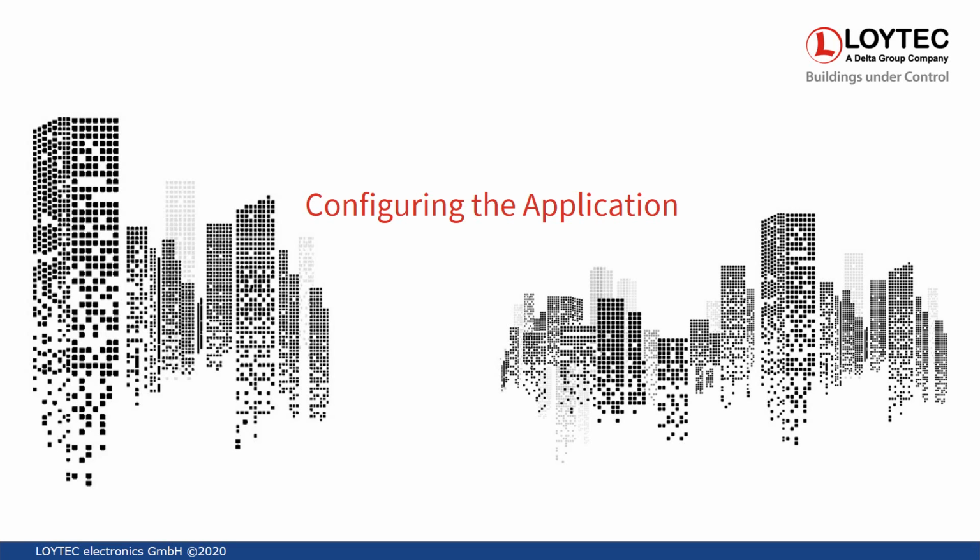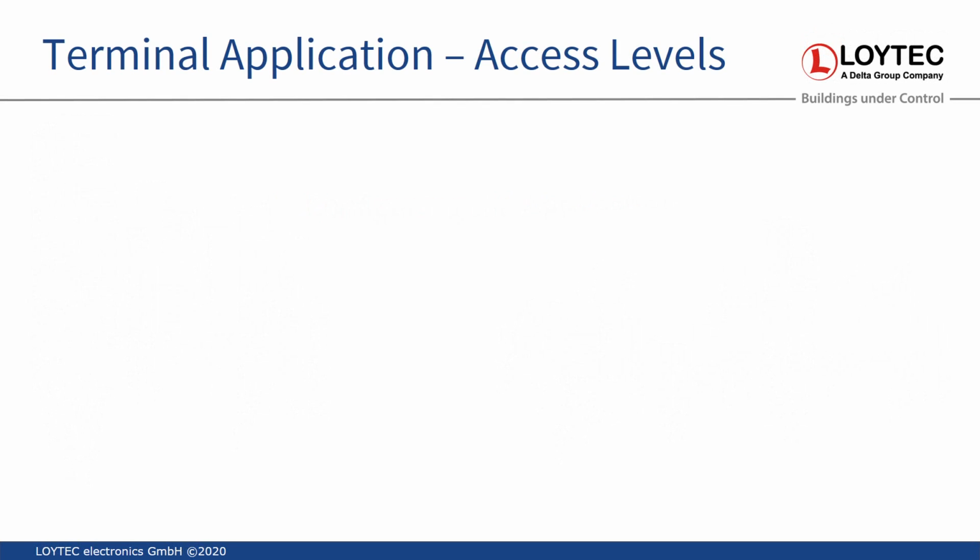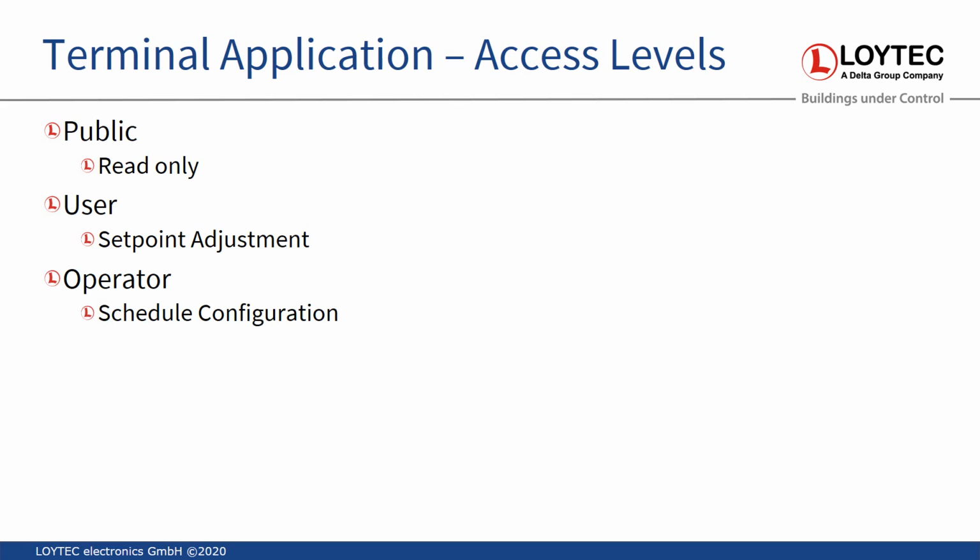Several levels of permissions are used in the configuration tool to prevent unauthorized access to the configuration screens, set points, schedules, etc. Each higher level will include the permissions of all lower levels. The public level provides read-only access to statuses, trends, and alarm screens. The user level provides additional access to setpoint adjustments. The operator can add, delete, and edit schedules.